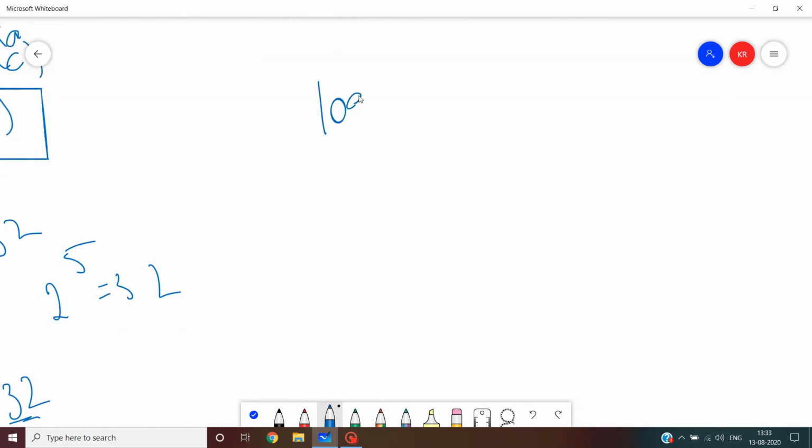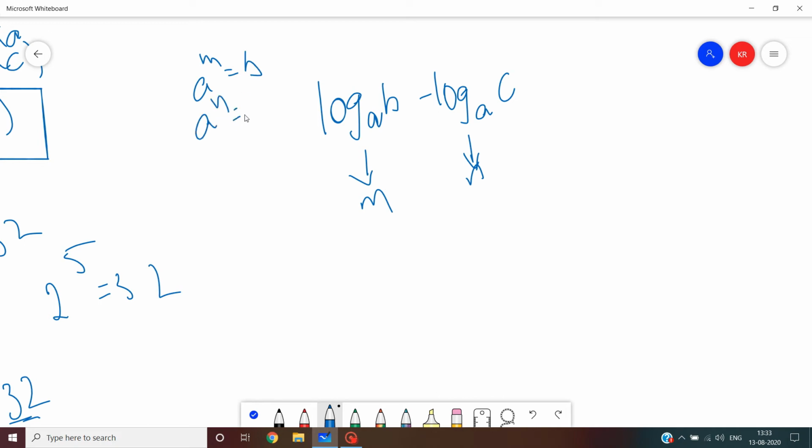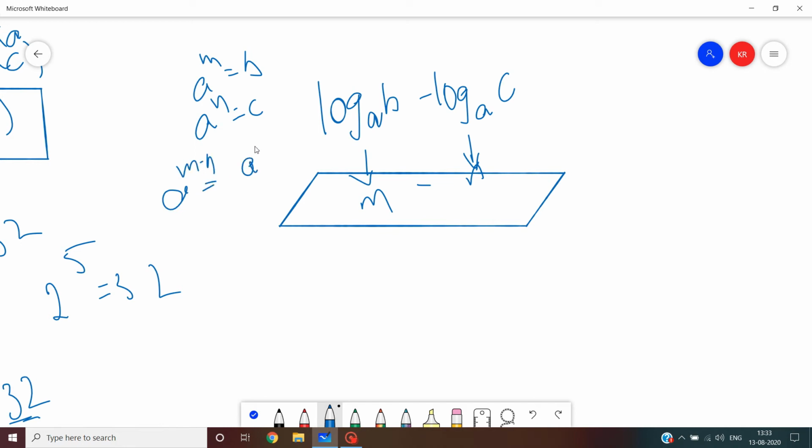So what if I subtract the log functions? Same, log base a of b minus log base a of c. This will be m, this will be n, as I am considering a power m is equal to b, a power n is equal to c. So I'm subtracting the powers, which means my function has to be divided: a power m by a power n. What is a power m? That is b. A power n is c. So that is b by c.